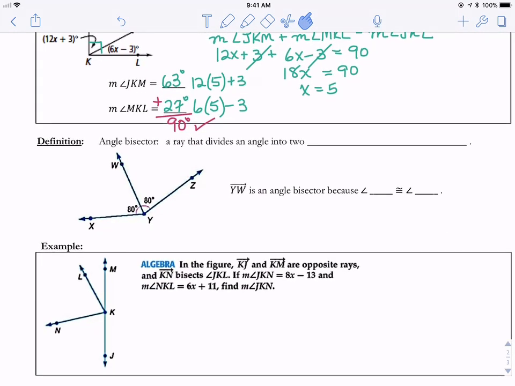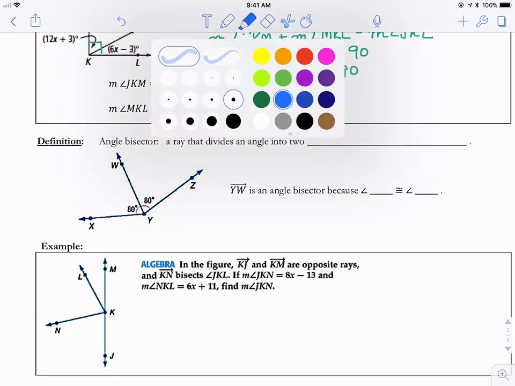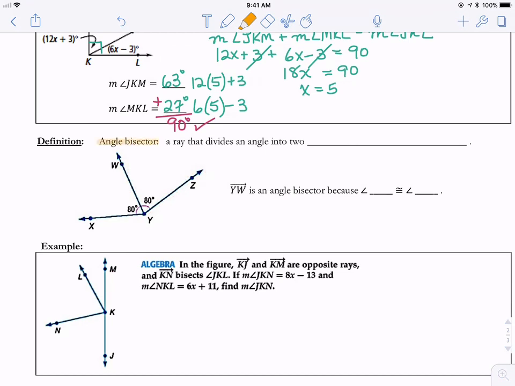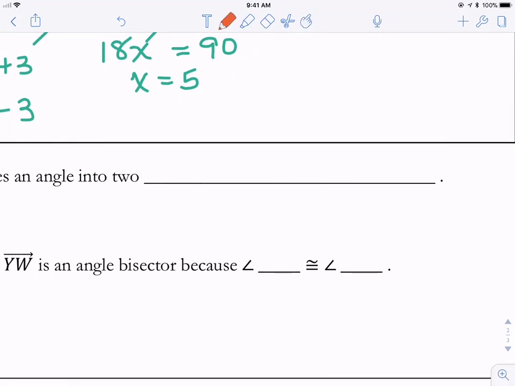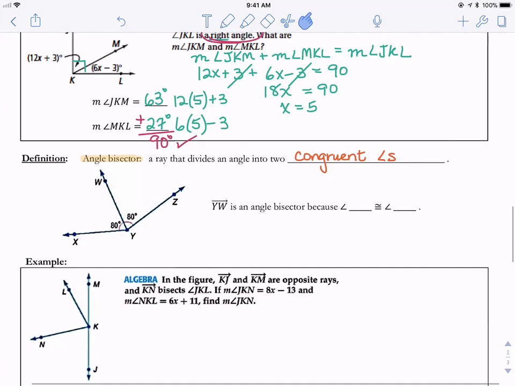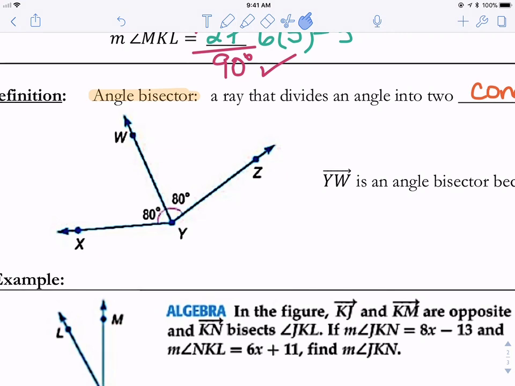All right, last definition and one more example. An angle bisector. Okay, an angle bisector is a ray. Now, it can actually be a line or a plane or something else, but usually it's a ray that divides an angle into two congruent angles. So it doesn't just split it up into two parts, it makes the two parts congruent.